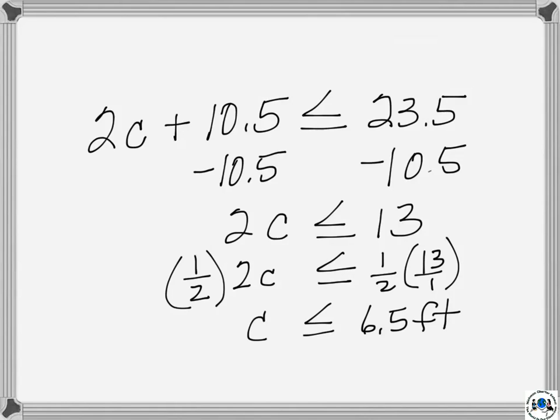As you can see, I made my zeros by taking away the 10.5 from both sides, and then I made my 1C by multiplying by the reciprocal. And I came up with 6.5 feet. So C is less than or equal to 6.5 feet.